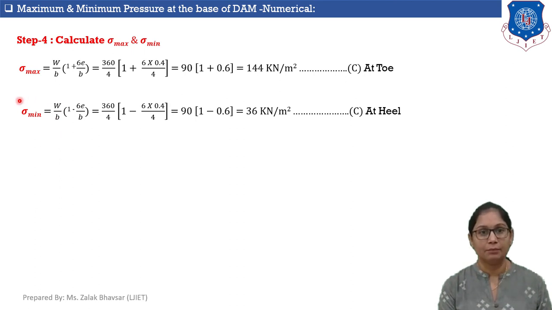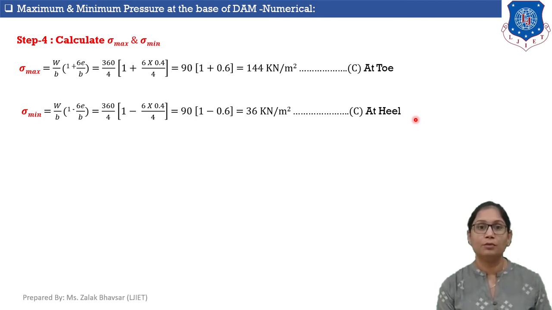Now let's calculate sigma minimum, and here is the equation to calculate sigma minimum. Sigma minimum is equal to W by B in bracket 1 minus 6E upon B. So I am putting W is equal to 360, B is equal to 4, E is equal to 0.4. So I am getting sigma minimum is equal to 36 kilonewton per meter square. Here I am getting sigma minimum positive, which means the stresses developed are compressive in nature. So we are getting sigma minimum at heel of the dam.